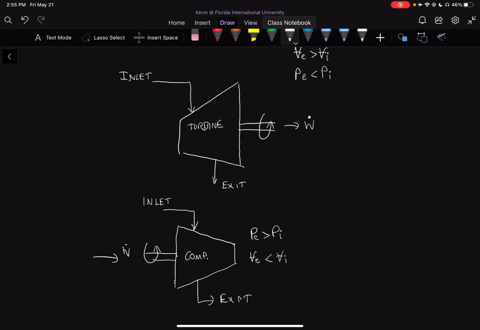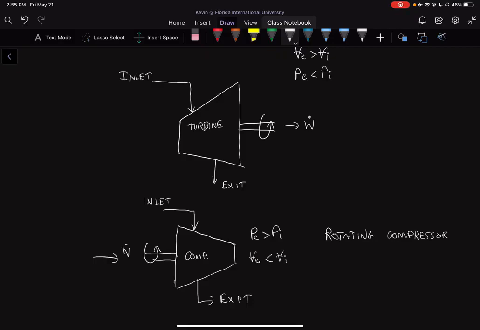There are different types of compressors. This is a rotating compressor, and in this class we're going to be looking mostly at rotating compressors, but there are other ways to compress gases as well, for example screw compressors or other types of compressors.